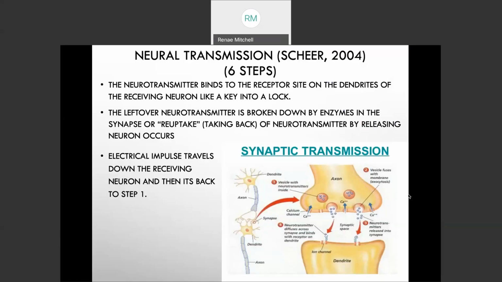Then, once that chemical signal has reached the dendrite of the next neuron, that triggers the electrical impulse traveling down the neuron, and it repeats all over again. This happens so incredibly quickly. I can't give you the exact millisecond, but it is almost instantaneous.